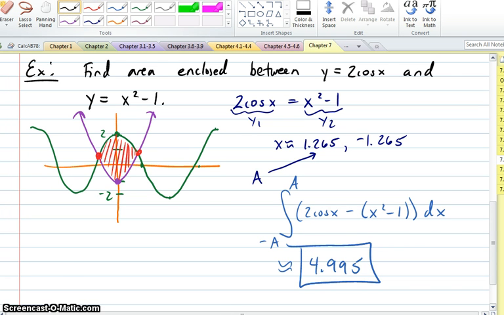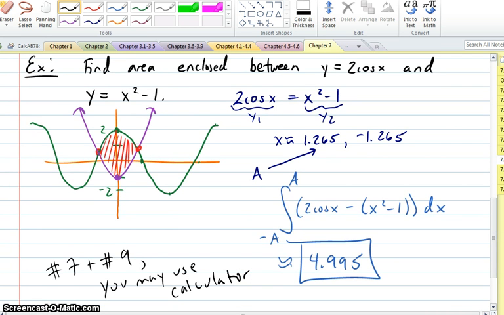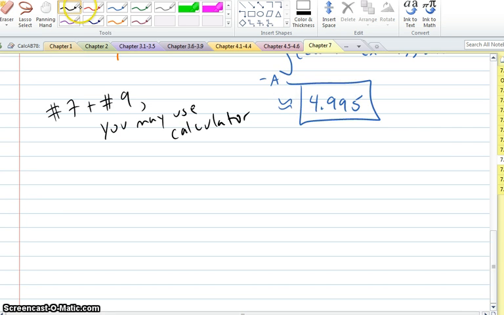Alright, so that's how you do it if you have to use your calculator. You're going to have problems like this in tonight's homework, numbers 9, 7, and 9. In tonight's homework, you may use your calculator, and there will be problems just like this.